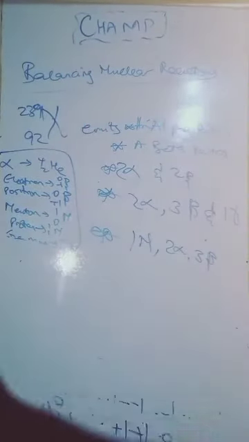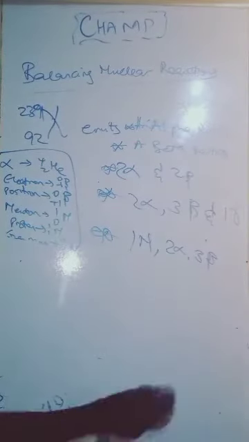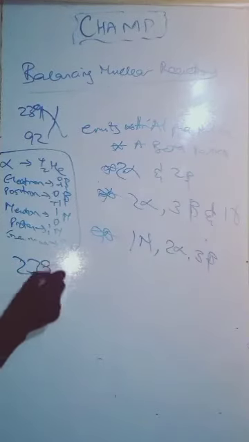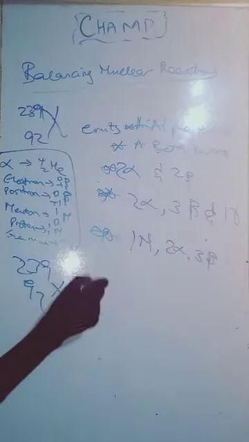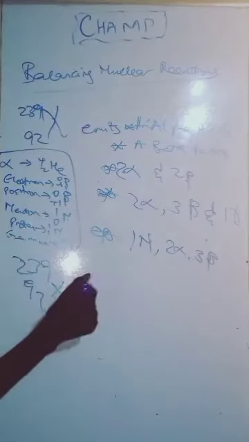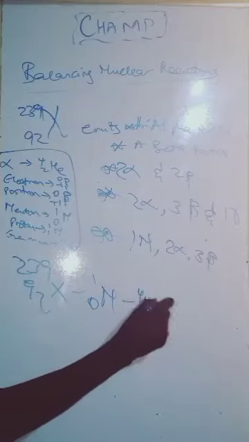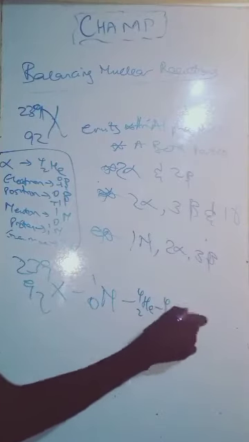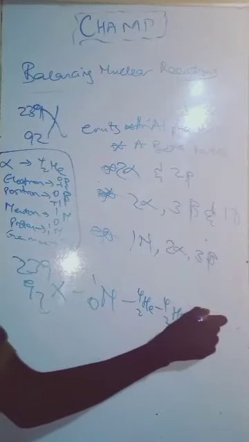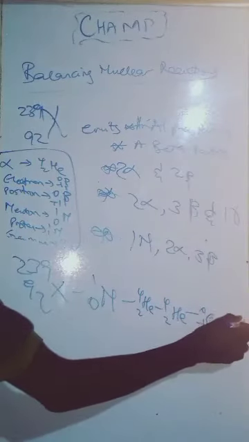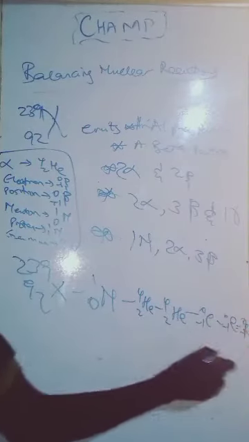One neutron, two alpha, three beta. So this is it. 239 92 X minus, what's neutron? This is it, 1 0. Minus 2 alpha, 4 2 He, 4 2 He, minus 3 beta, 0 minus 1, 0 minus 1. Don't forget I said you can use e.